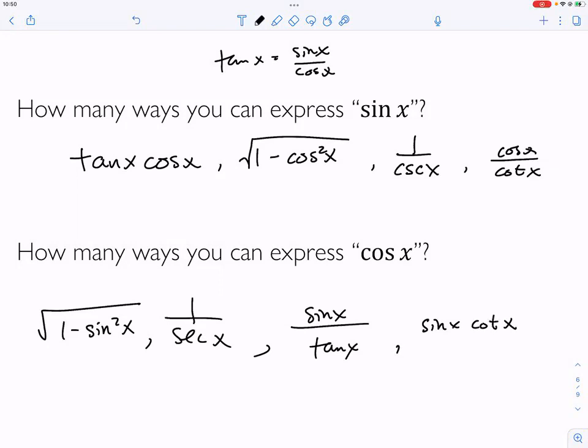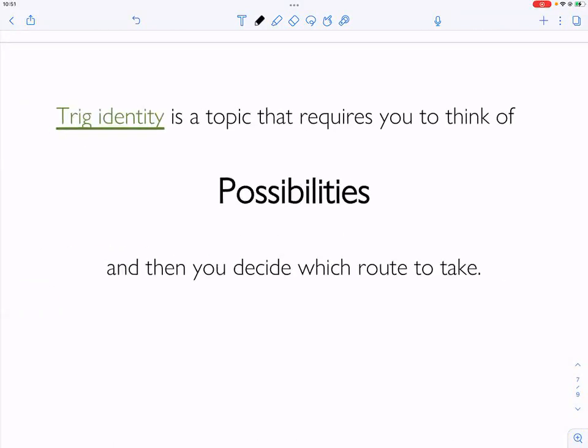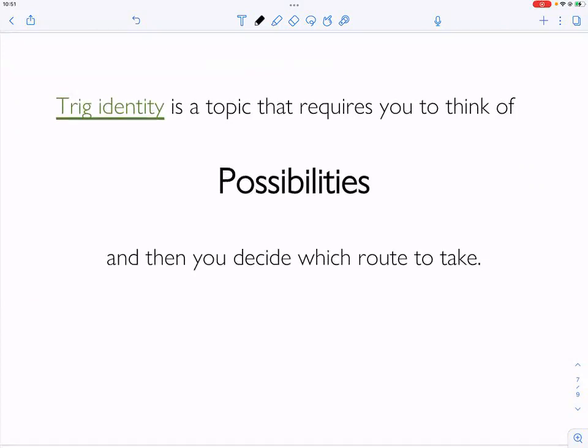So when you write down all these possibilities, I hope you can see how you get them. I do not want you to just write down these possibilities. You've got to think. Copying is of no value. Make sure you are thinking. And this is the main idea on this topic. Trig identity is a topic that requires you to think of possibilities. And then you decide which route to take.